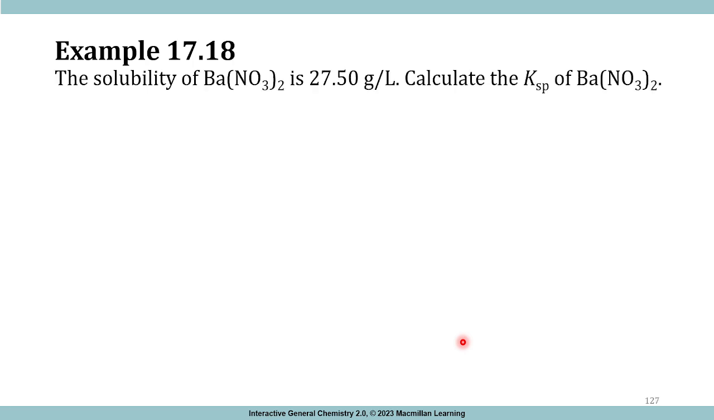Fantastic. So the solubility of barium nitrate here is 27.5 grams per liter. Let's calculate the KSP of the barium nitrate. You knew that was happening, didn't you? As soon as you saw me go one way on this problem, you went, Dr. Clausen's going to make us go the other way too. Because I always do, don't I?